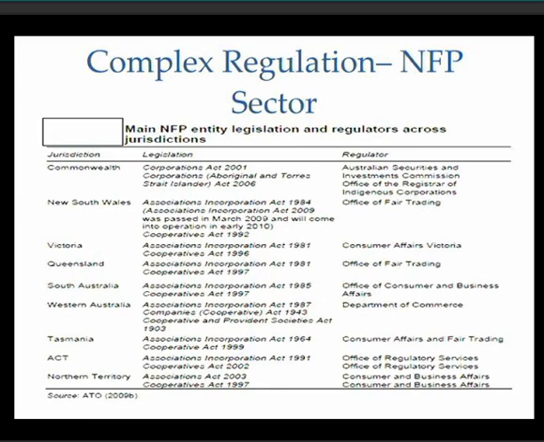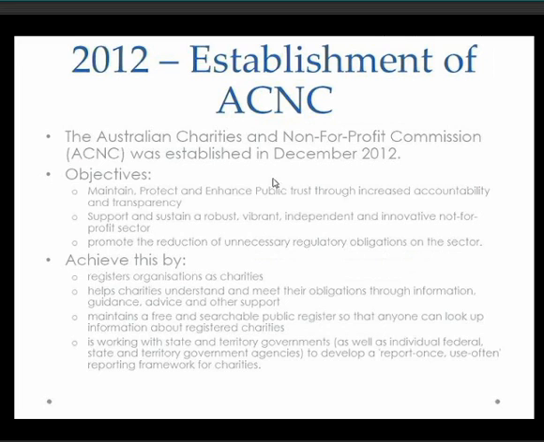We suggest recommendations. As you can see by the table, each state and the Commonwealth have their own legislation and regulatory body. It's rigorous in number to count. The ACNC was introduced. Their main objectives was to promote the reduction of unnecessary regulatory obligations to the sector, while also supporting non-for-profit sectors and guiding them in reporting and what to disclose.